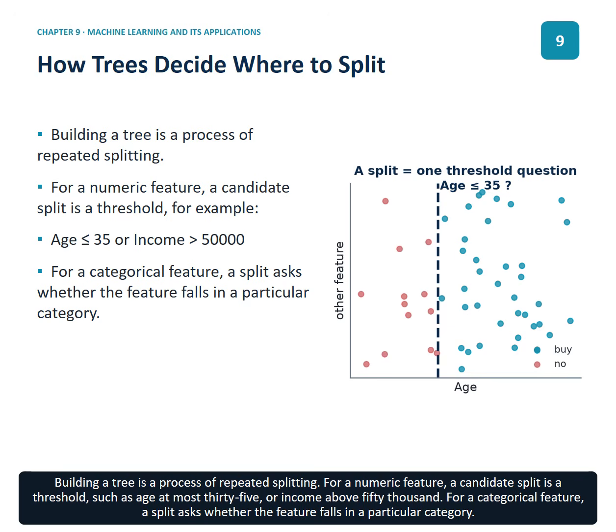Building a tree is a process of repeated splitting. For a numeric feature, a candidate split is a threshold, such as age at most 35 or income above 50,000. For a categorical feature, a split asks whether the feature falls in a particular category.